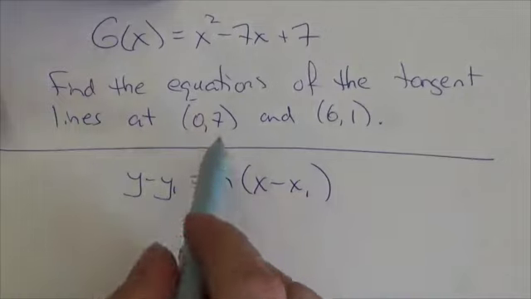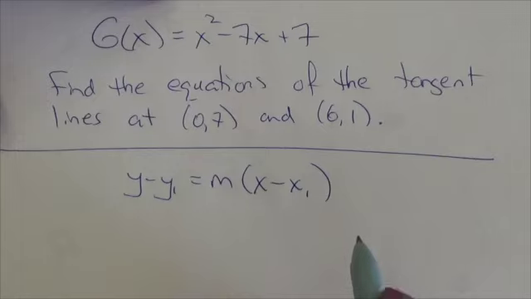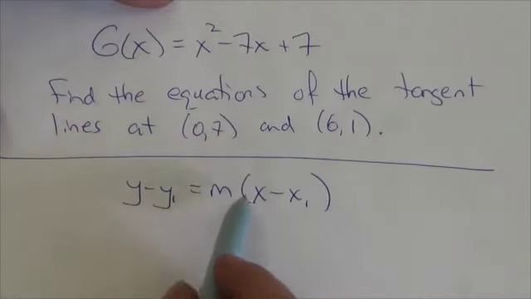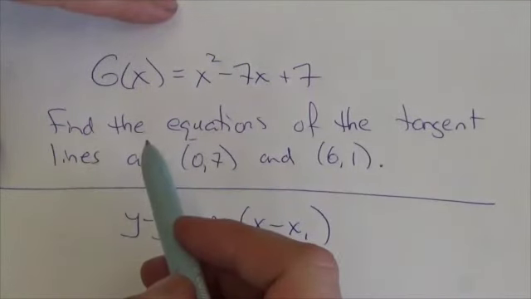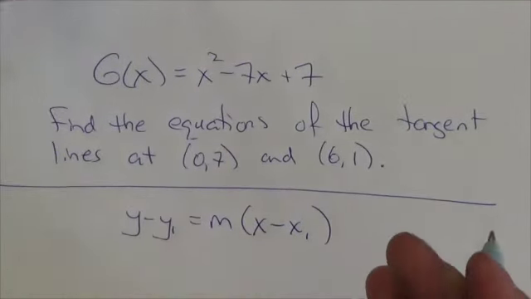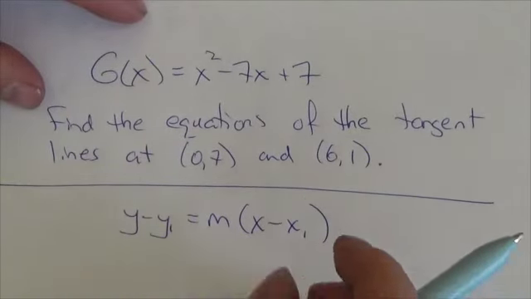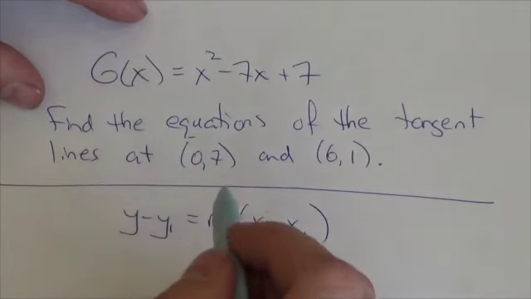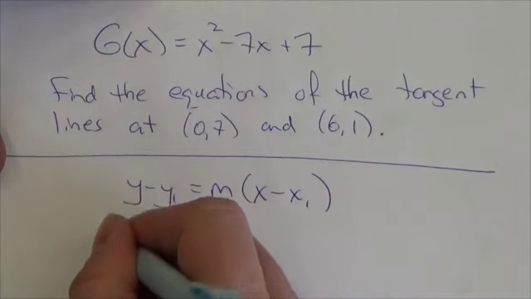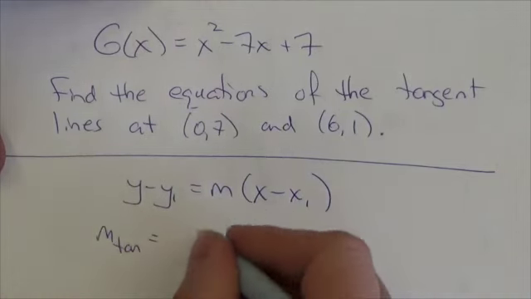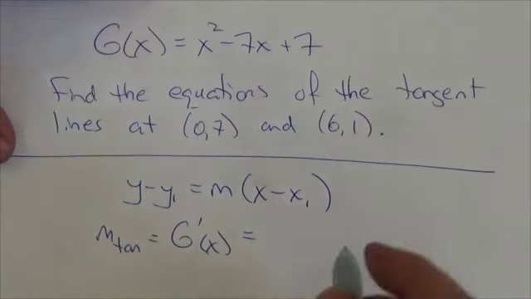Now, I've already got 2 points. So I've already got the x1 and the y1 for the two tangent lines. What I don't have is the slope. So what I've got to do here is take the derivative of this function with respect to x, and that will be my slope function. And then I'll use these 2 points to help me evaluate the exact value of the slope at those points. So now, g of x is equal to x squared minus 7x plus 7, which means the slope of my tangent is going to be g prime of x, or dg by dx here.